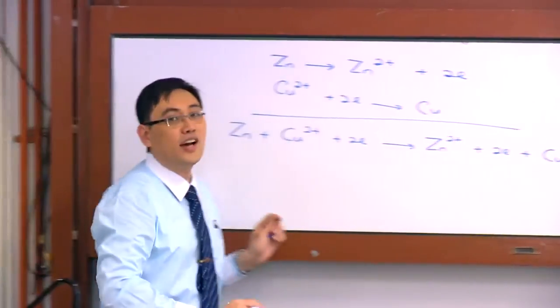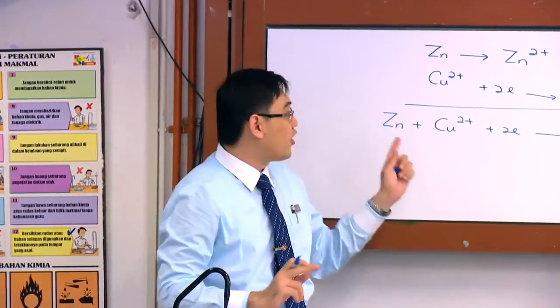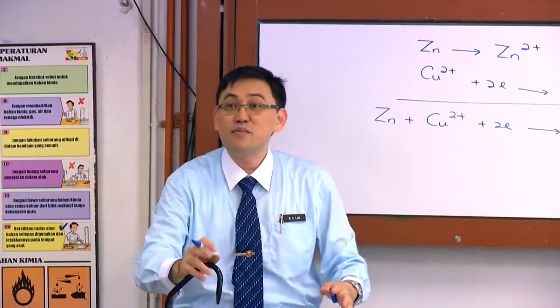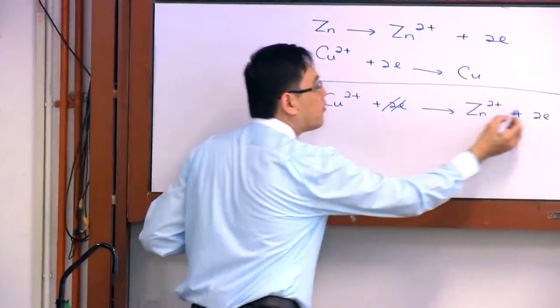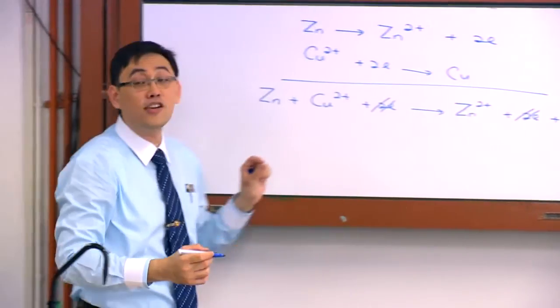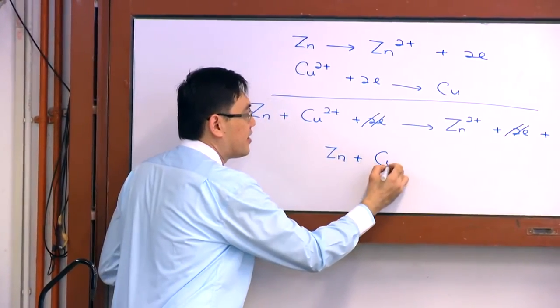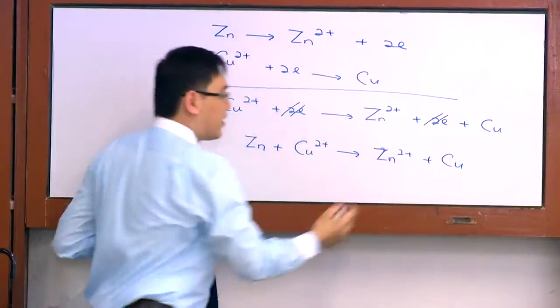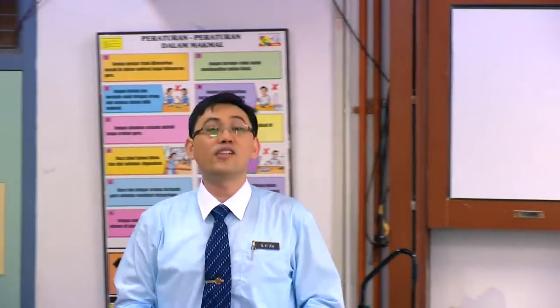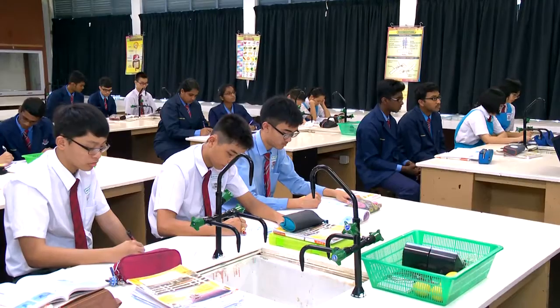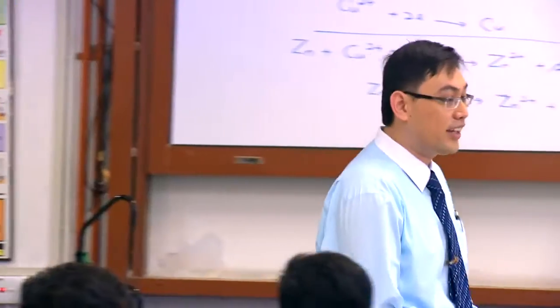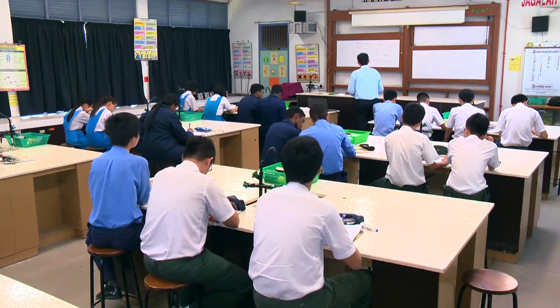Okay, so now what I want you to do is, let's focus on the equation. Is anything the same on the right-hand side and the left-hand side? The electron, correct? So this electron, actually, we can cut it off. So the real answer for the ionic equation is Zn plus Cu2+ becomes Zn2+ plus Cu. So this is what we call the ionic equation. Can you help me to write down the ionic equation? Okay, clear?